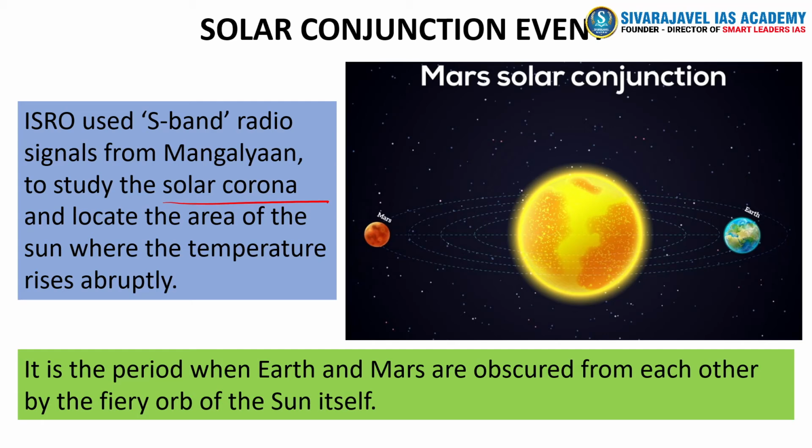They were able to do this because the sun, the Mars and the Earth came in a single line, with the sun standing between Mars and the Earth. So in this particular position, which is called the solar conjunction, they were able to do this research. It is a period when the Earth and the Mars are obscured from each other. They cannot see each other because the sun is at the center.